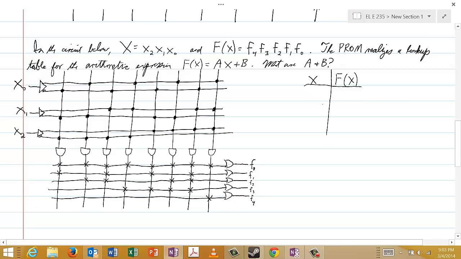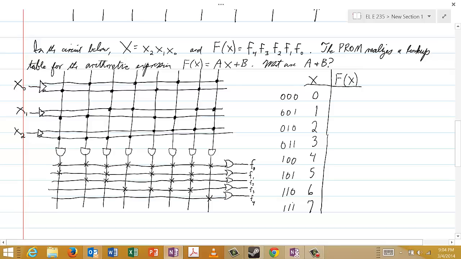Now, we already know, let's see, that there are 8 values of x. That is 0, 1, 2, 3, 4, 5, 6, and 7. And if we think of this as the 3 bits, of course, that's 0, 0, 0, 0, 0, 1, 0, 1, 0, 0, 1, 1, 1, 0, 0, 1, 0, 1, 1, 1, 0, and 1, 1, 1. And now we need to figure out what f of x is for each one of those cases. And again, that's going to be a 5-bit binary number.